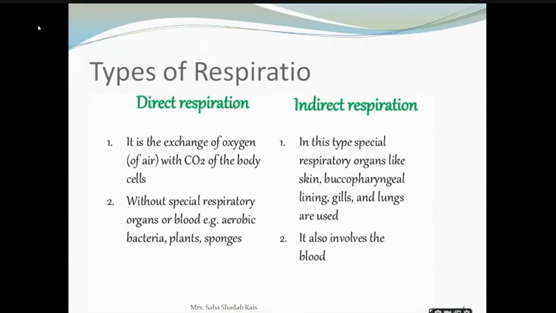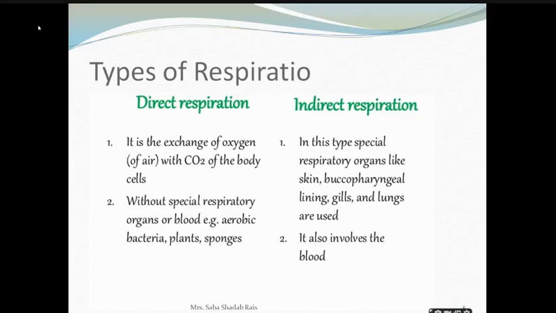Such types of organisms will also involve blood for circulation of the respiratory gases in the body. Now see, respiration means whatever oxygen has been respired must be given to all body cells. We have already learned the process of respiration. Now when we talk about the respiratory organ, they just add to the external respiration, right?